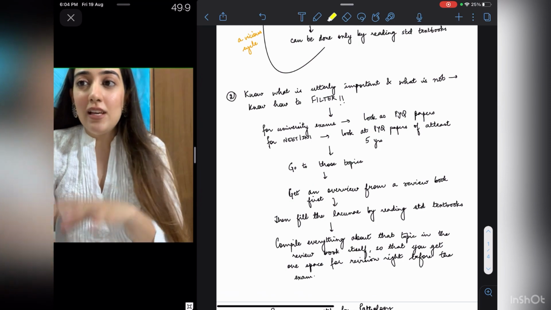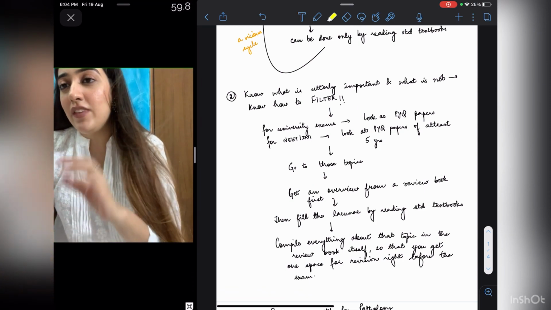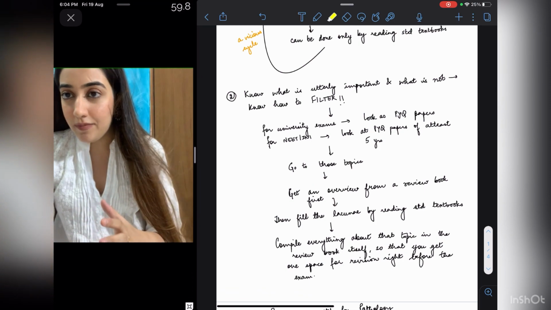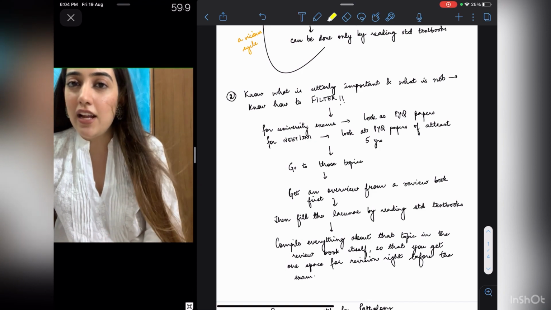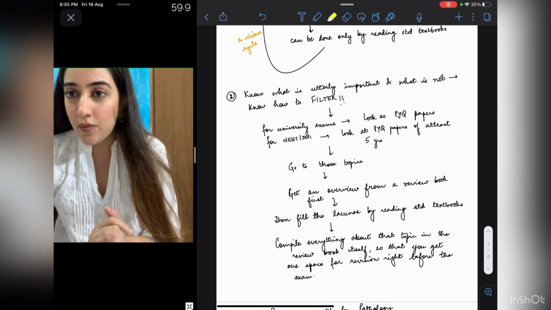Know what is utterly important and what is not. That is, you should know how to filter stuff. For university exams, you should look at the previous year question papers of at least 10 years, and you will get to know the most important topics from your seniors.